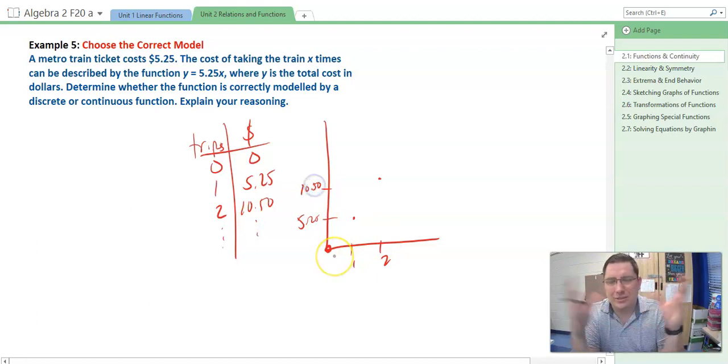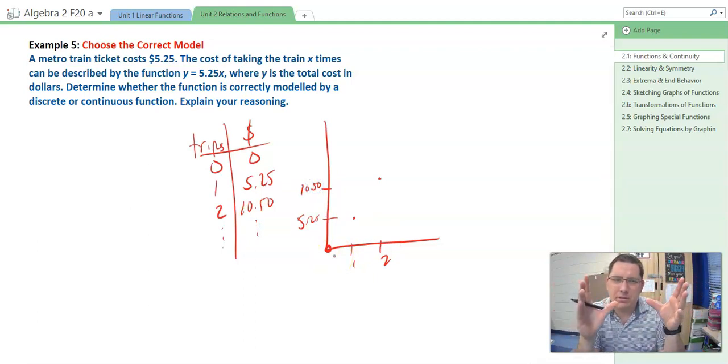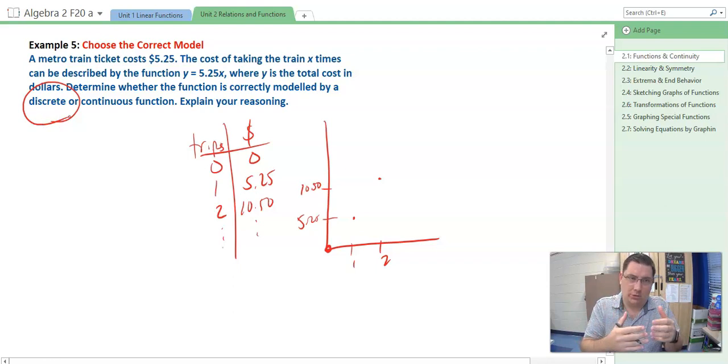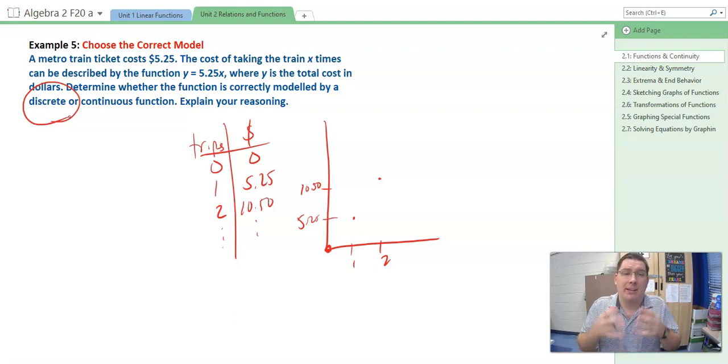Now, back in Algebra 1, we always connect the dots, and we just dealt with it, right? But can I take half a trip on this train? If I get on the train, it's considered a trip. So it's not like I take half a trip and I pay half the price. I get on the train, I pay $5.25. So these points are not going to be connected, meaning it is discrete because the fractional parts, especially with our domain, do not make sense to the problem. And so that's the explanation there. Again, the fractional portions, half a trip, a third of a trip, doesn't make sense to this problem.